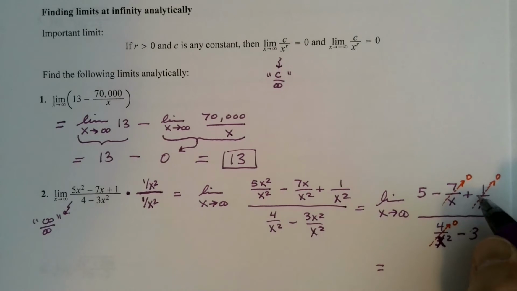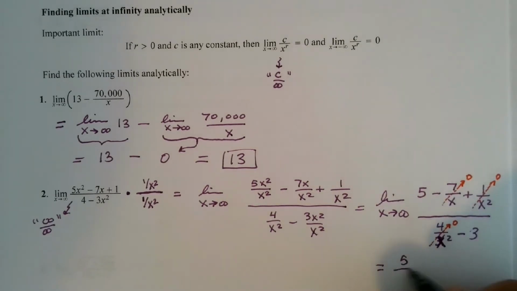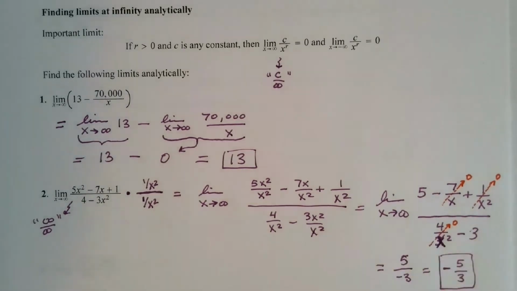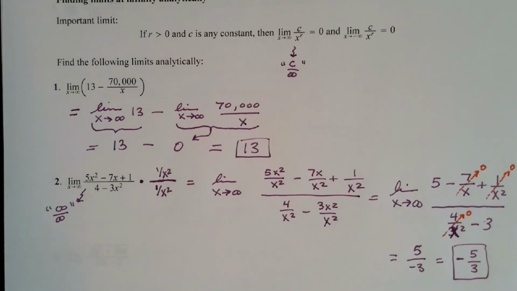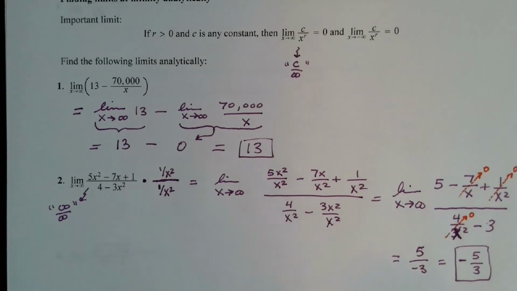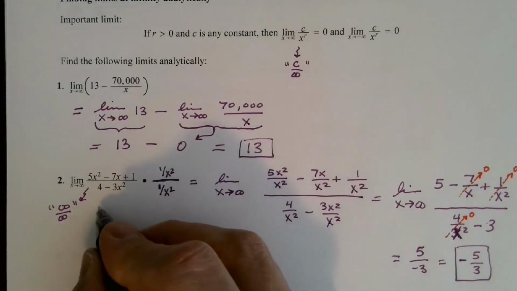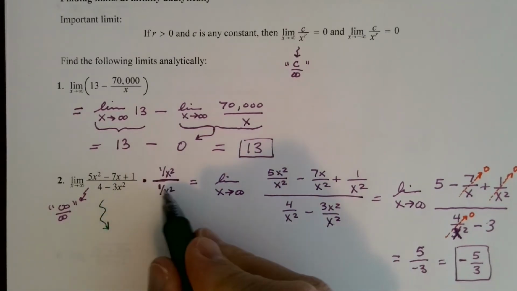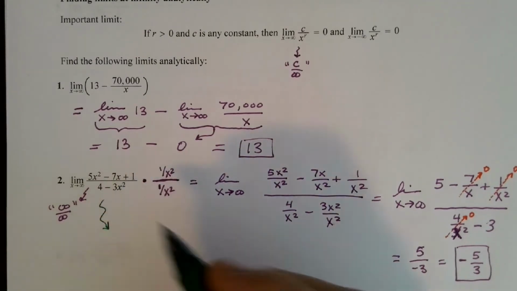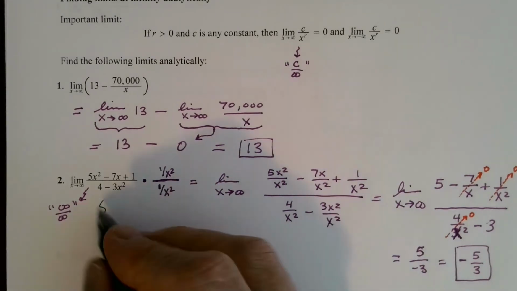And so what am I left with up top? 5 minus 0 plus 0 is 5. 0 minus 3 is negative 3. My limit is negative 5/3. Okay? That's the limit, making use of this relationship. Now, another way of thinking about this, again, when we do this, we're dividing basically by the highest degree in the denominator.